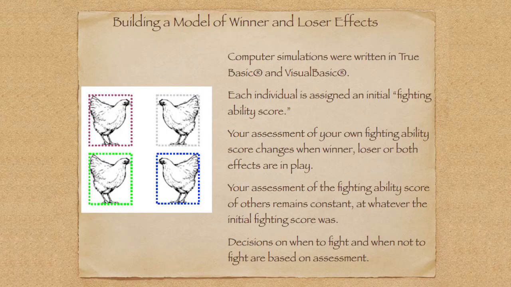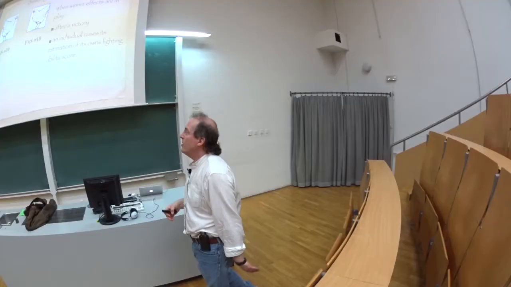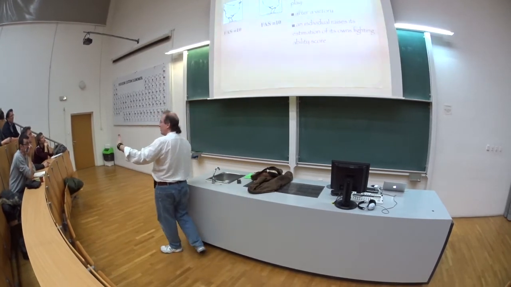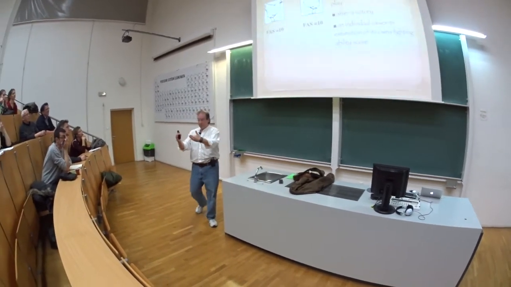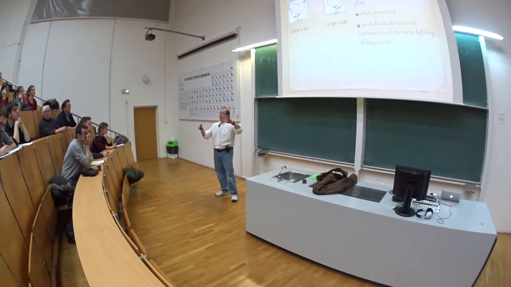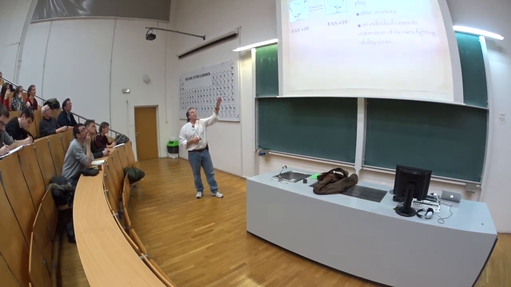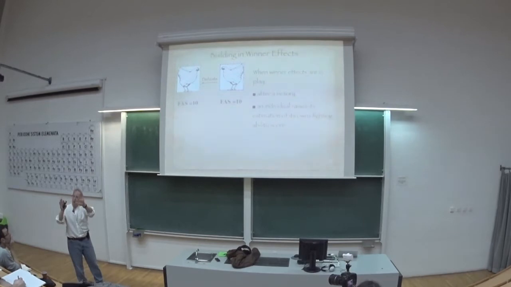So let me give you a more concrete example. Suppose you have winner effects. After a victory, an individual raises its estimation of its own fighting score. So for example, if this happens right at the start of the simulation, I have two cyber individuals that I'm representing as chickens here. They each have an initial fighting score, FAS, fighting assessment score, of 10. Everybody has 10 at the start. Now, if these two individuals interact, and the one on the right, the blue one, beats the green one, and I'll show you how the simulation determines that in a minute, but suppose that's what the simulation says, that the blue one defeats the green one.